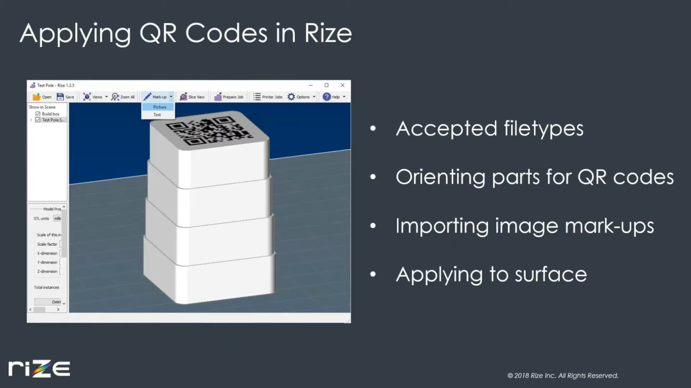It is best to apply QR codes to flat top surfaces, so orient your model to allow this if possible. You can import your QR code image using the Markup to Picture button as shown in the image. This will open a file explorer where you can select your code and import it into RISE. Once in markup mode, you apply your code to the surface like any other markup, pressing apply once to verify and again to confirm.